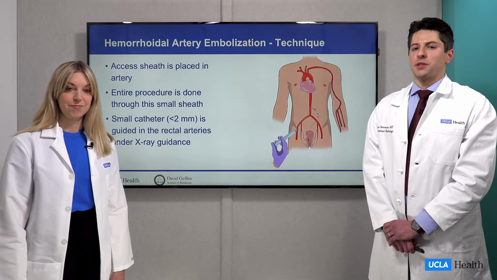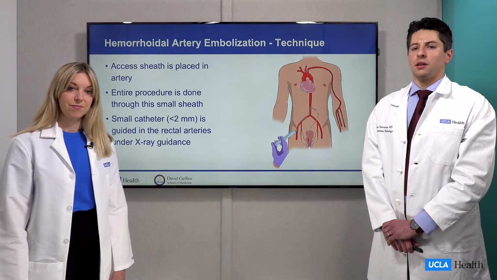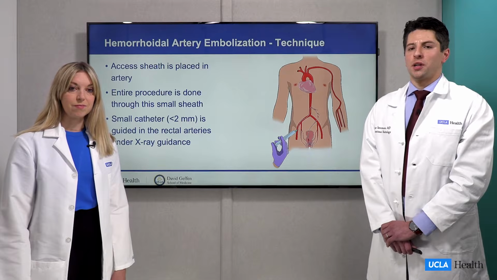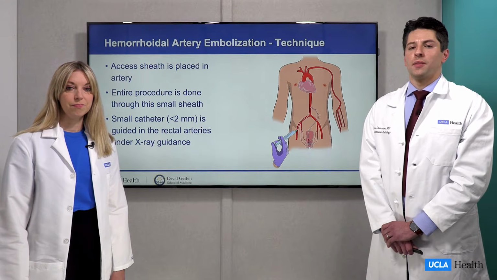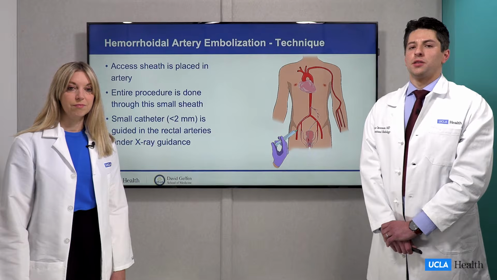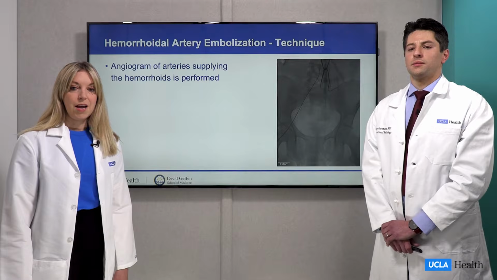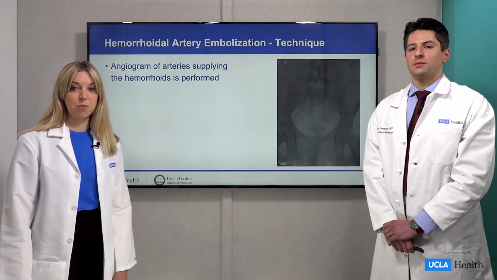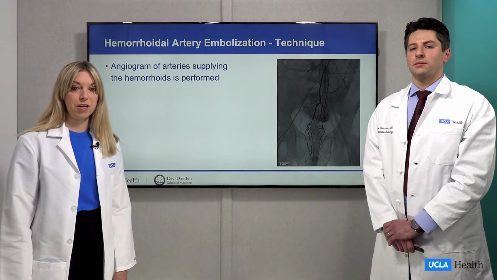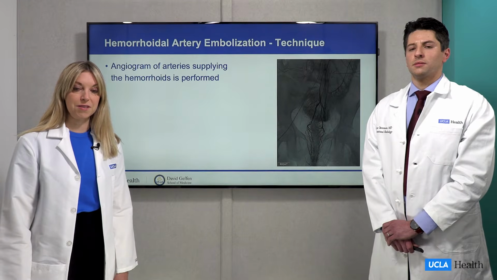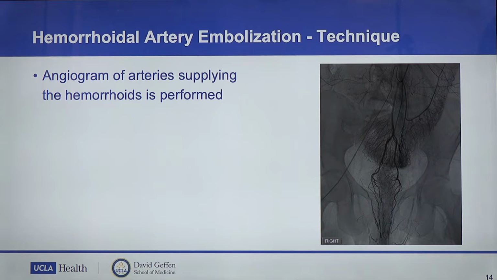The first step in the procedure is placing an access sheath in either the upper thigh or wrist. The entire procedure is done through this small sheath, and no large incisions are needed. A small catheter, less than 2 millimeters, is then advanced into the rectal arteries under X-ray guidance. An angiogram is performed, such as the one seen on the screen, which refers to the injection of contrast dye through a catheter under X-ray movie guidance. This helps us make a picture of the blood vessels during the procedure.